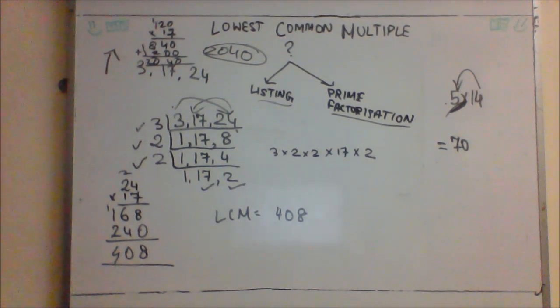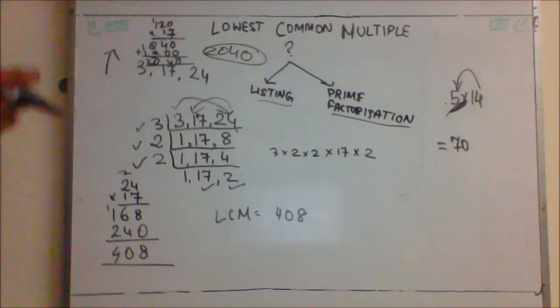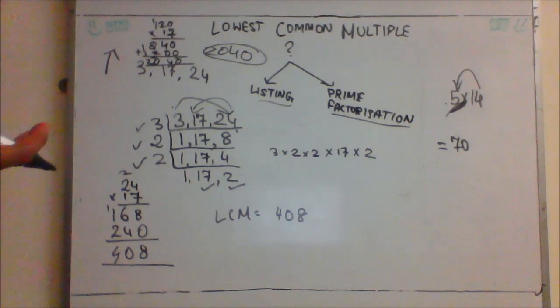So, you have learned some tricks, you have learned the basic method, learned listings. So, hope you understand how to find the least common multiple.